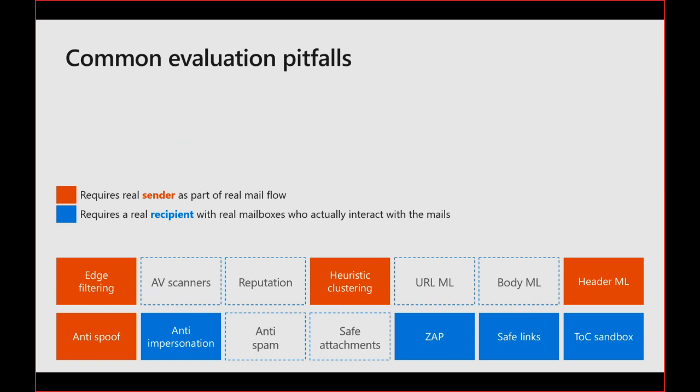So things like our anti-spoof technology, edge filtering, or heuristic clustering technology, all of that requires actual live mail flow in order to really shine. The same thing applies to the back end of the stack. If it's not a real user that you're sending mail to, there's nothing for us to detect in terms of anti-impersonation. If nobody is clicking on those links, then safe links is never going to come into play.